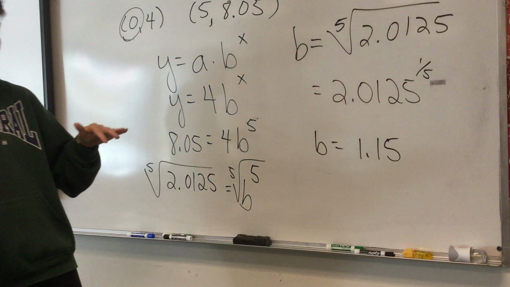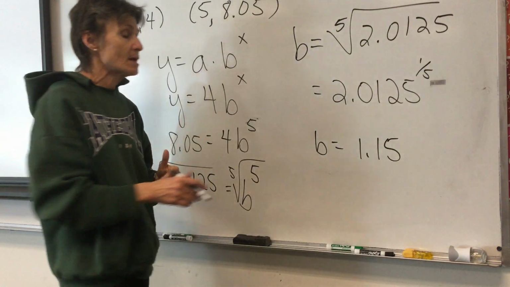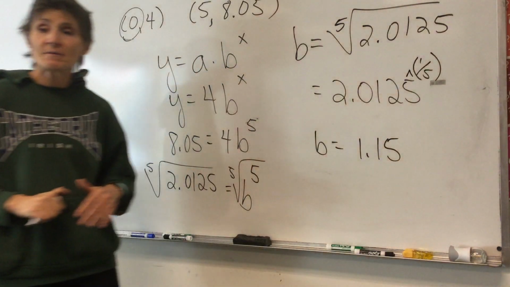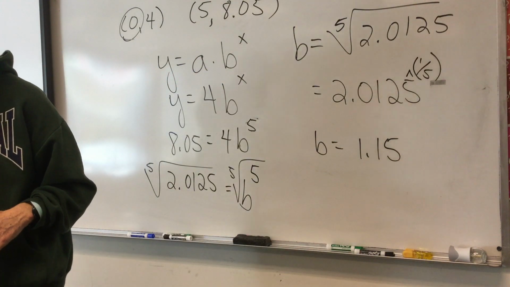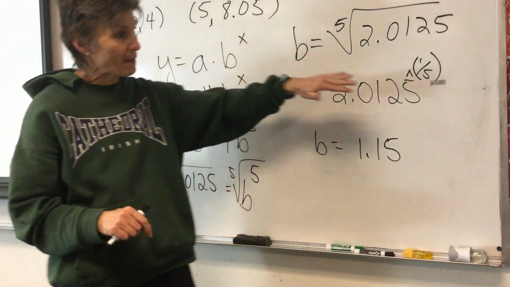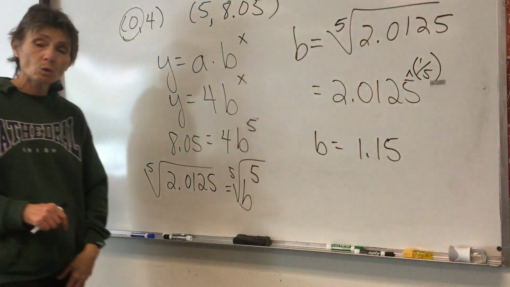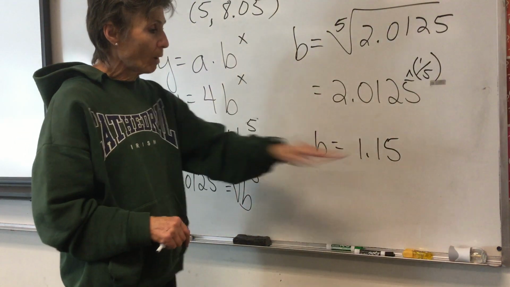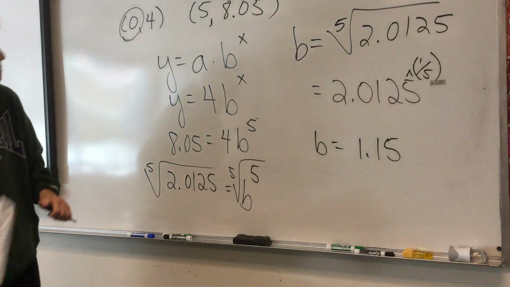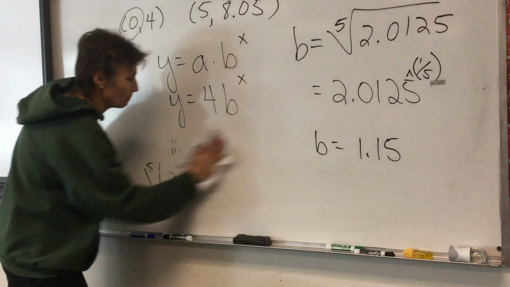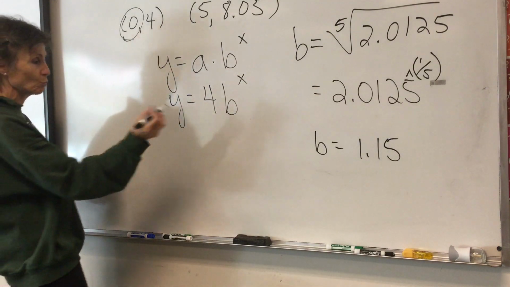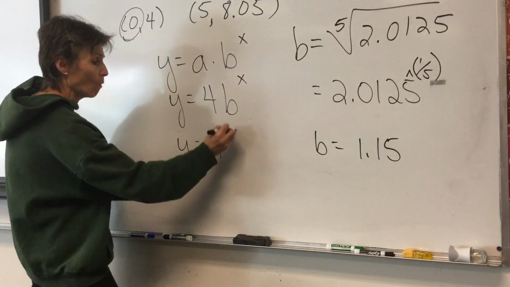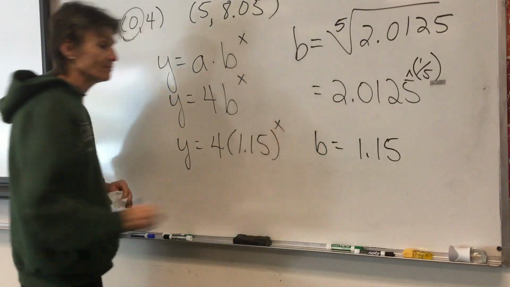Now, depending on how old your calculator is, when you go to raise this to the 1/5 power, you need to make sure that 1/5 is in parentheses. Some of the newer calculators, that's not a problem because you automatically are typing up high. But for the old calculators, you need to make sure that's in parentheses. Either way, we get 1.15 as our B value. And I can finish my problem by writing my equation, which was our goal. So y equals 4 times 1.15 to the x.